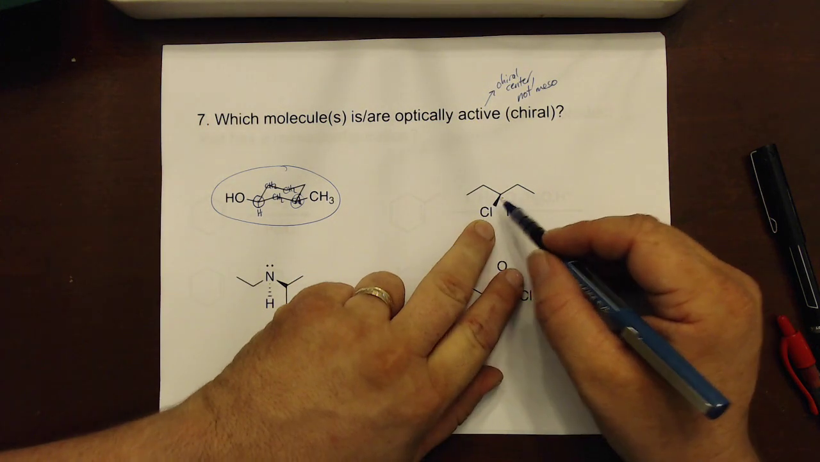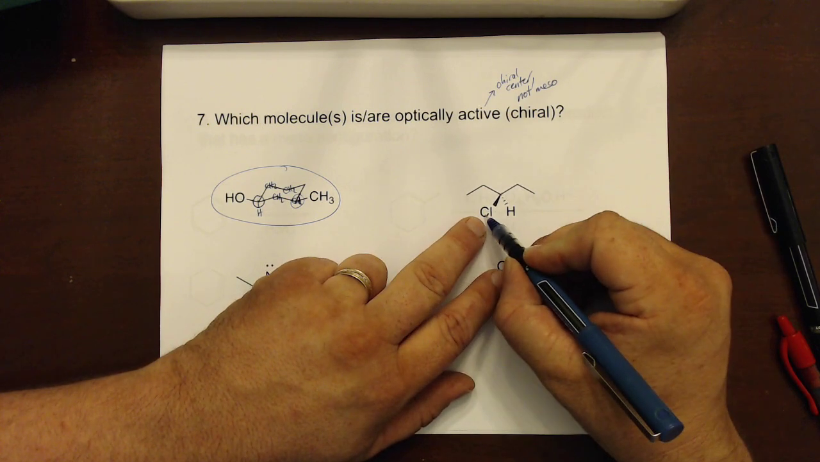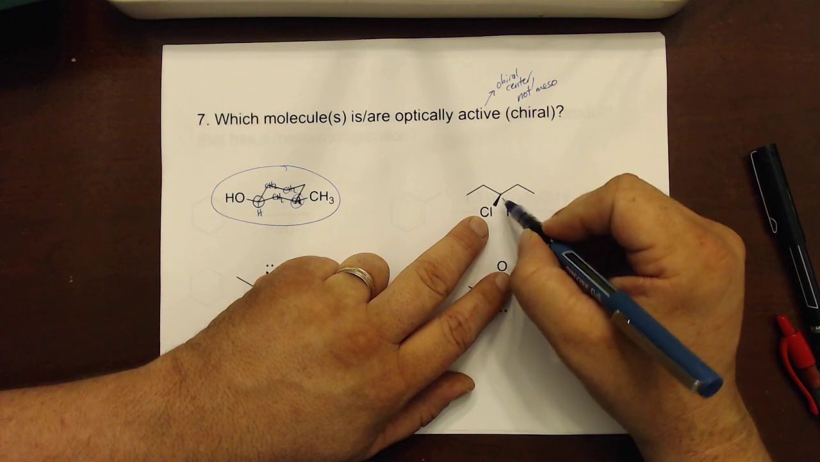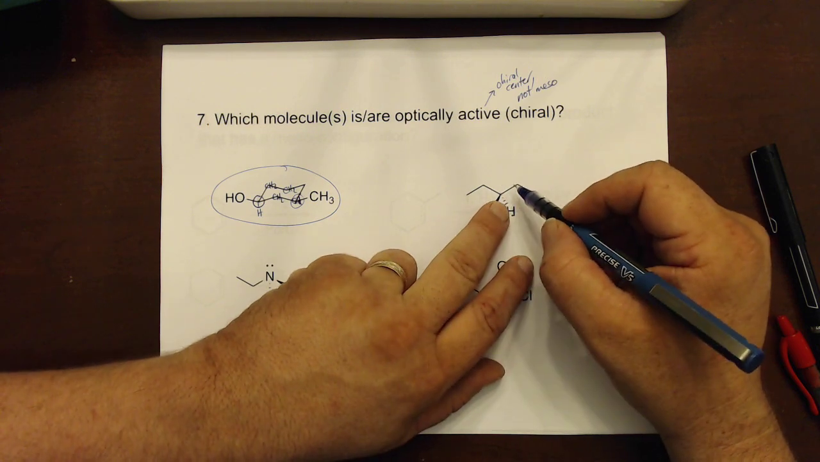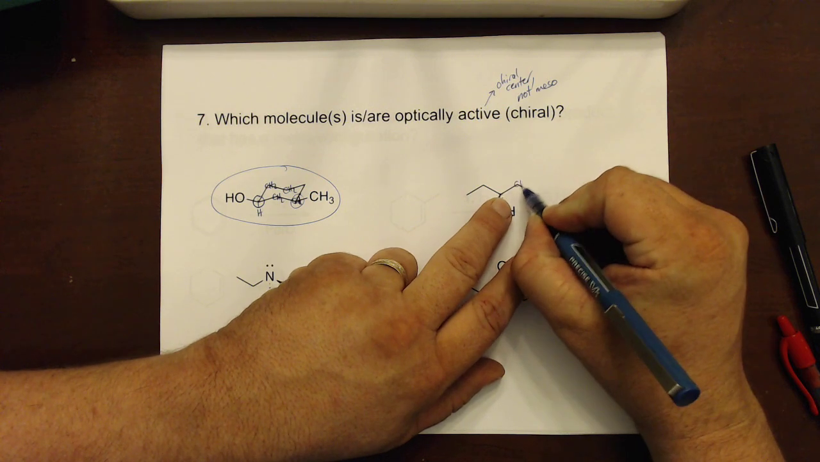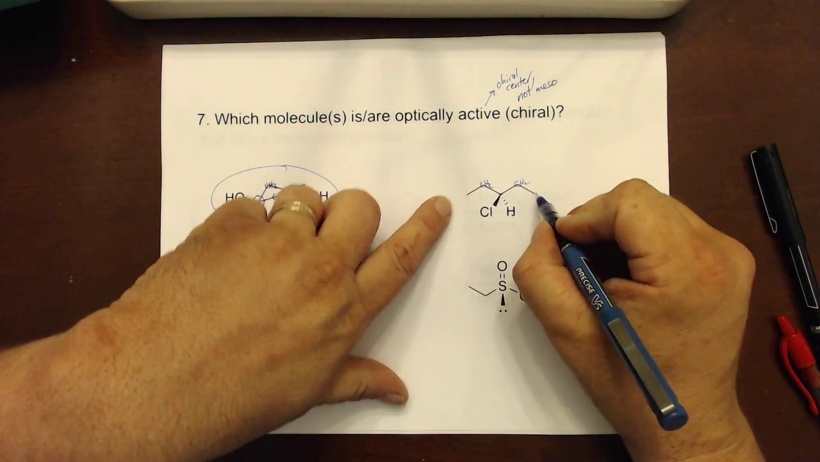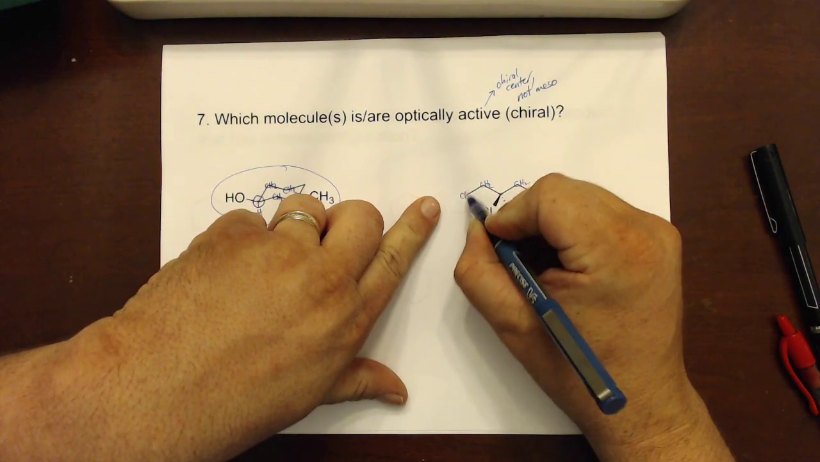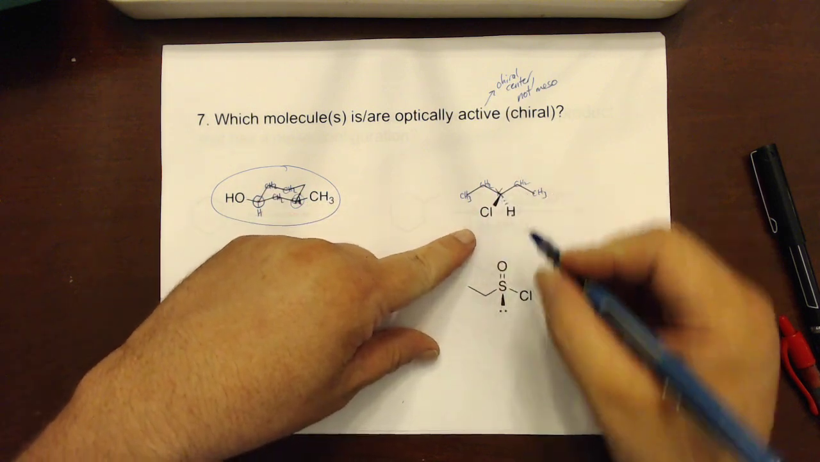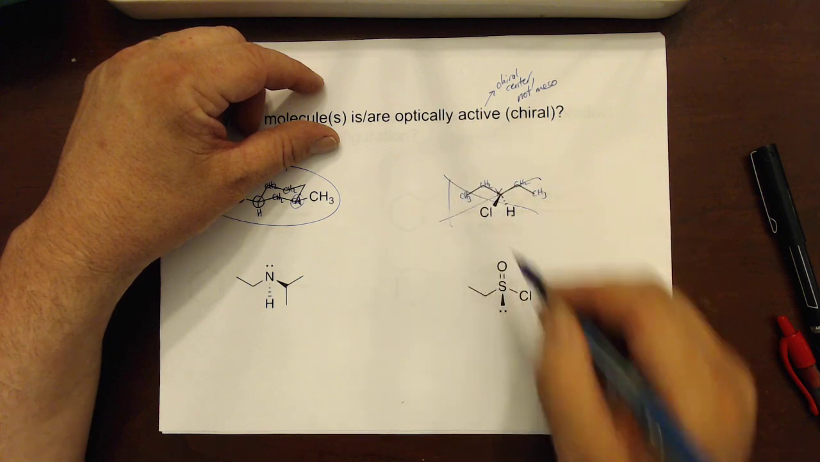Now this one here, let's do this one first. So you had chlorine, hydrogen. Remember, we need 4 different things hanging off it. So here's a CH2, CH2. So obviously you can't have chiral centers there, and CH3, CH3. Now we're at the end of our chain, so there's no chiral center here, so it can't be optically active. So this one is not.